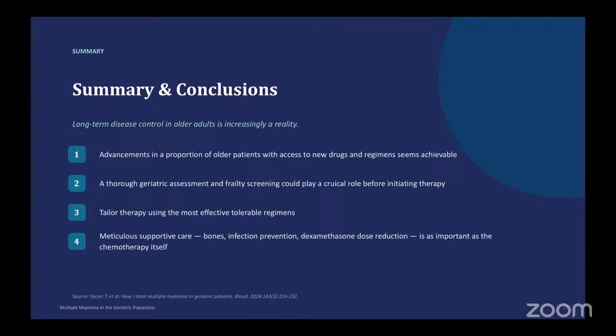Ultimately, our goal is not to simply treat myeloma. Our goal is to treat the patient with myeloma while preserving their function, independence, and quality of life.